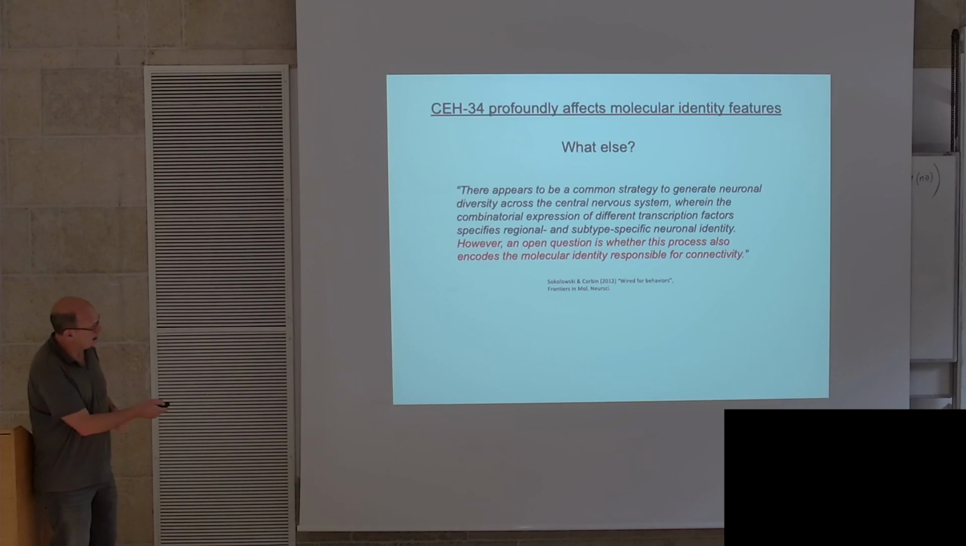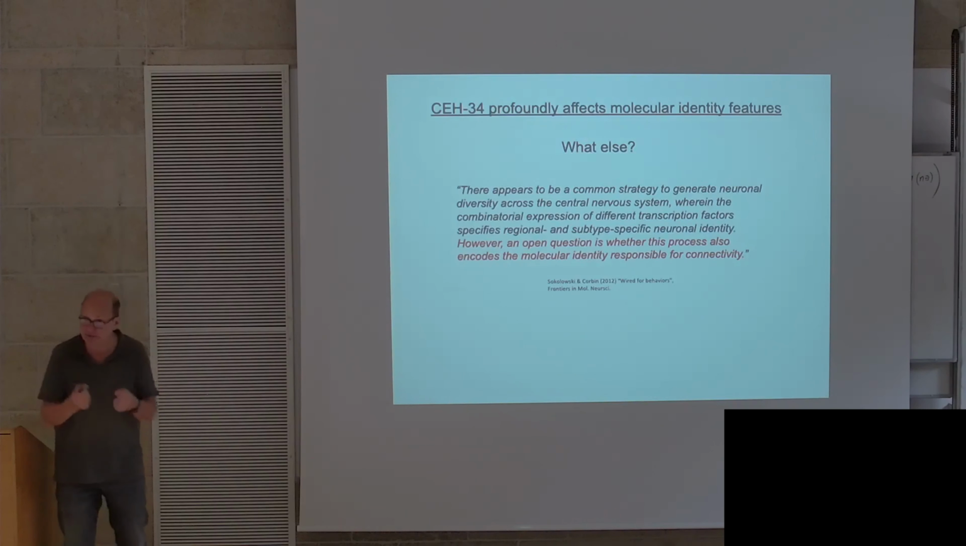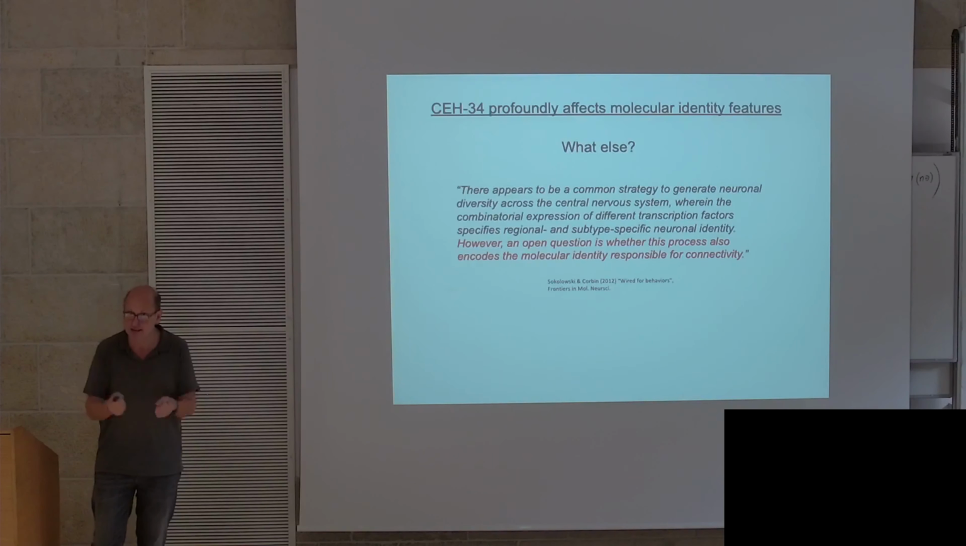So this is something that people have been thinking about for quite a while, studying gene regulation in the nervous system. People have appreciated for a long time that there appears to be a common strategy to generate neuronal diversity across the central nervous system, where combinatorial expression of different transcription factors specifies and so on. So everything I told you so far. But here's the interesting question. However, an open question is whether this process also encodes a molecular identity responsible for connectivity, for assembling neurons into circuitry.